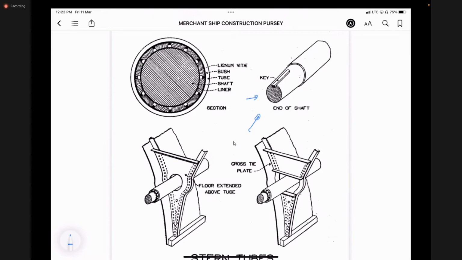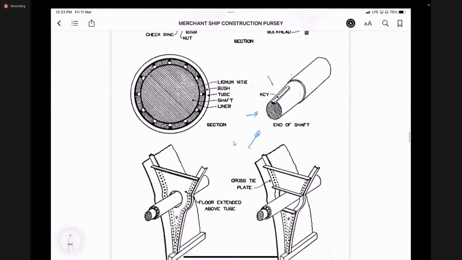So basically this key that is shown is just an added plate which helps us to lock the propeller onto it. But it's not mandatory to have a key on the shaft. We can fit a keyless propeller, and there are various other types of mechanisms that we have about our stern tube.